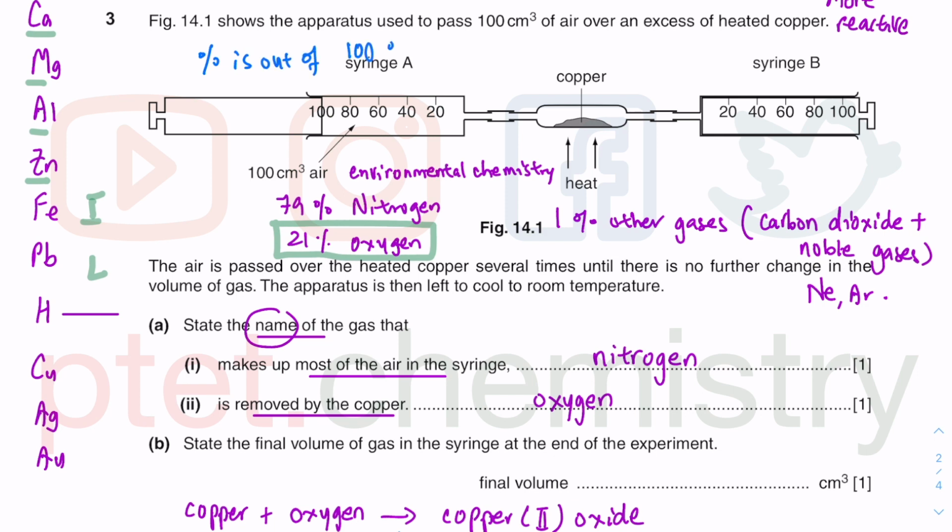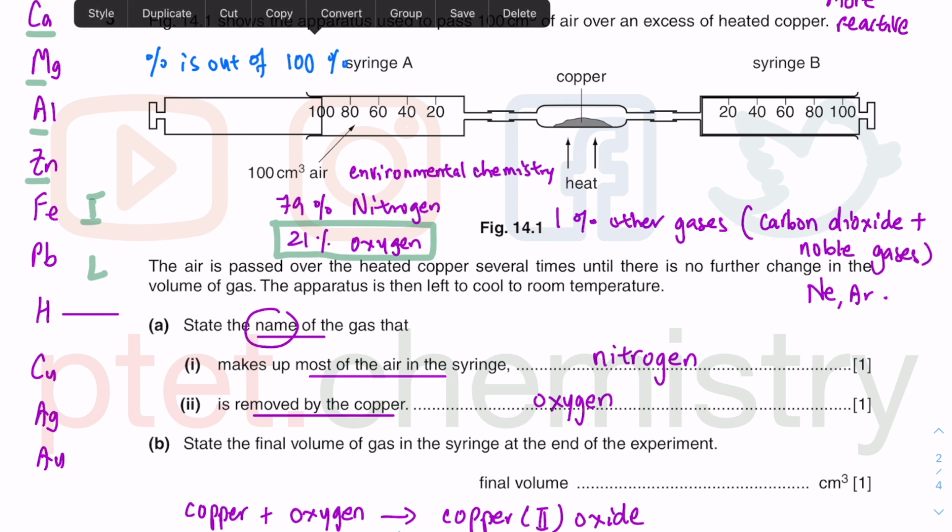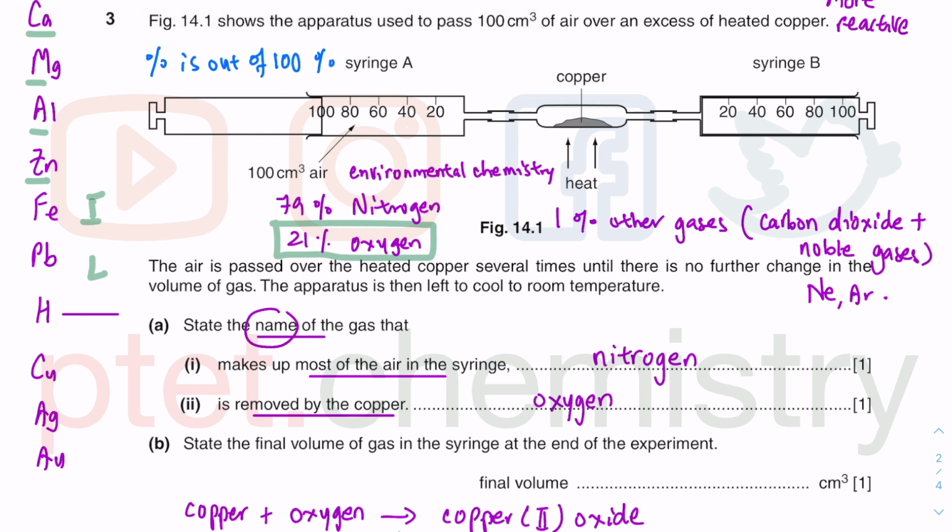That is just simple primary school mathematics. Percentage is out of 100%. So when you have 100% of 100 cm cube, you have 21% of it. That means 21 cm cube is oxygen. So what I can say is, therefore, 21 cm cube oxygen. If you use up 21 cm cube oxygen, how much gas is left behind?